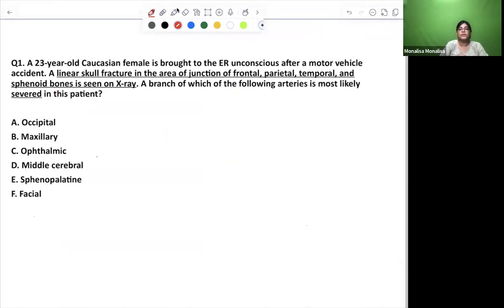A 23-year-old female is brought to the emergency room unconscious after an injury at the junction of 4 bones in an H-shaped suture. This H suture is called the pterion. Which artery is injured, and this artery is a branch of which artery? So what is the right answer?